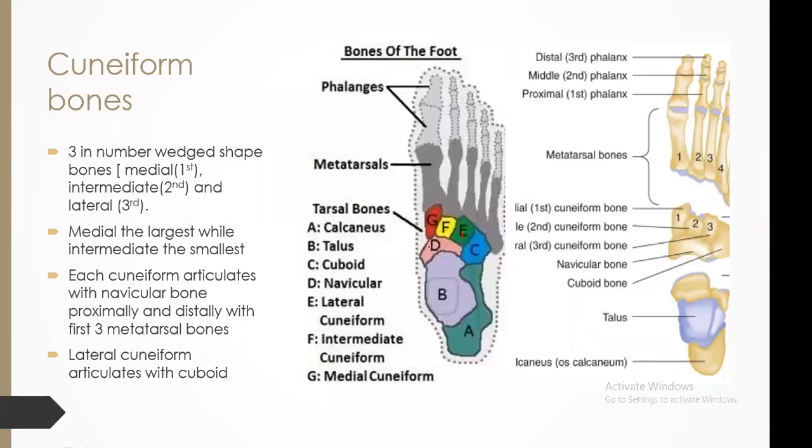Now, this is the navicular bone. 1, 2, 3. Here, this is the navicular bone, and these are the three cuneiform bones anteriorly. These articulate with the navicular bone posteriorly and anteriorly with the first three metatarsals. Lateral cuneiform articulates with the cuboid. This is the cuboid bone, which is the most lateral bone of the foot.